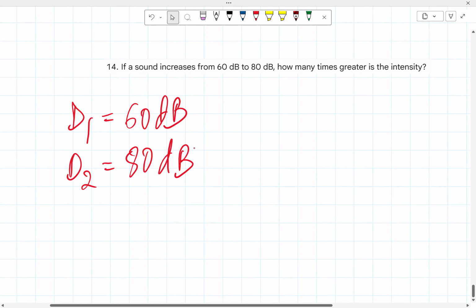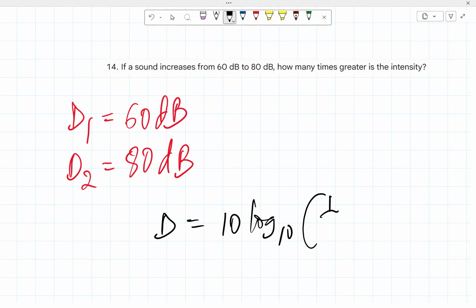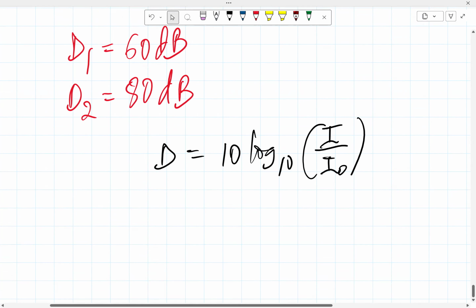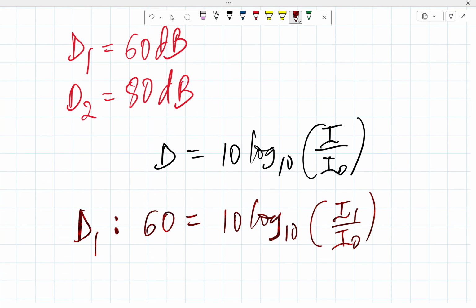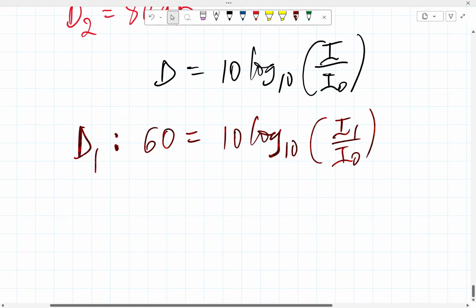Okay, and we know the model is this: decibel is equal to 10 log to base 10 of intensity over base intensity, right? So in this case now, we need the first intensity. D1 is such that we have 60 equals 10 log to base 10 into I1, that's the first intensity over the benchmark intensity, the basic intensity. So from there, what do we have?